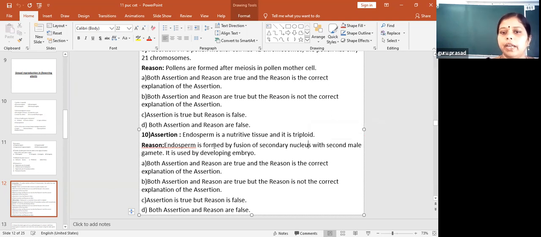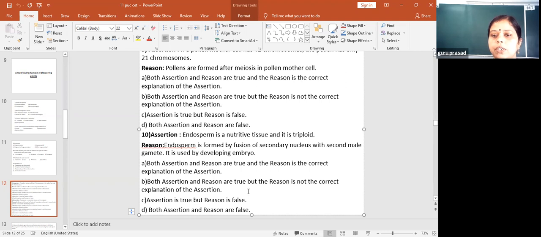So the reason: endosperm is formed by the fusion of secondary nucleus with the second male gamete. It is used up by the developing embryo, hence it is called nutritive tissue. Of course, the reason is the correct explanation for the assertion and both the statements are true. Okay, look once again, the same options are there. Both assertion and reason are true and the reason is the correct explanation of the assertion. Sorry, this is the correct option for our question.